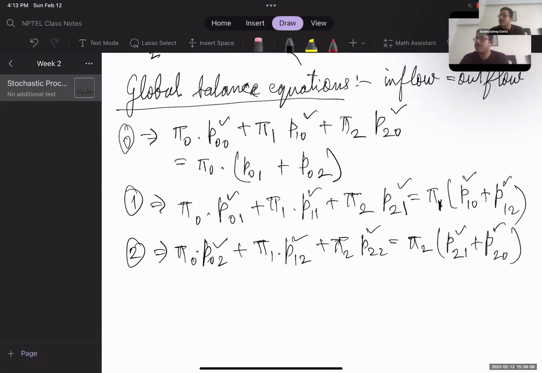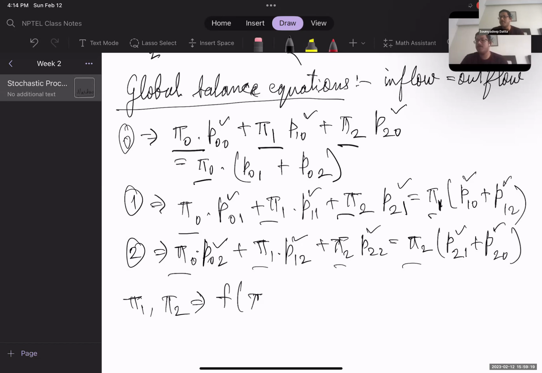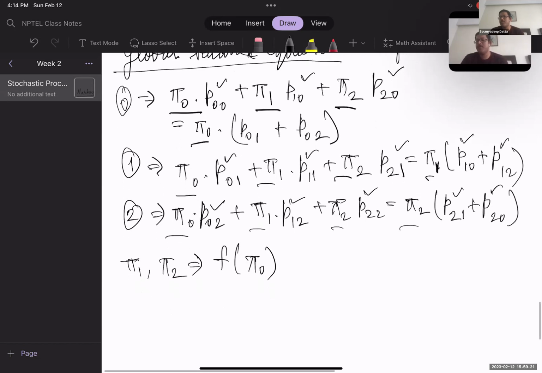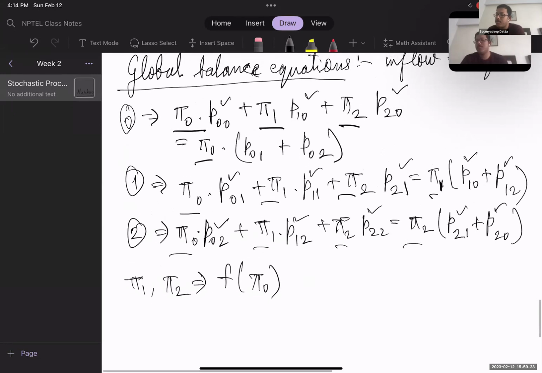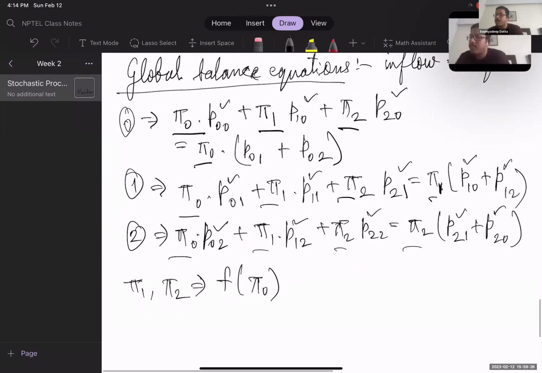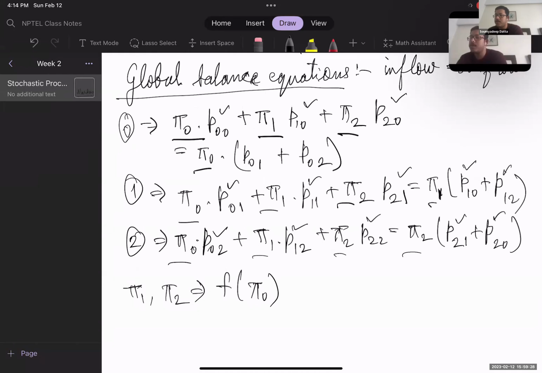But there are 3 unknowns: pi 0, pi 1, and pi 2. Solving these 3 equations alone, you won't be able to find them. You will essentially get pi 1 and pi 2 as a function of pi 0. So pi 1 will be something times pi 0. You just have to solve this, you can do it as an exercise.